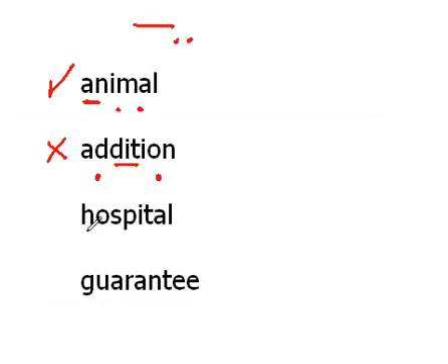Hospital, hospital. Strong, weak, weak. Yep, that fits into the pattern. How about the last one? Guarantee, guarantee. Where's the strongest sound? It happens to be right here. Gar is what we call a secondary stress. Our weak stress is here. Guarantee. This is another semi-common pattern for three-syllable words, but it's not the pattern we're looking for. So animal and hospital fit, but addition and guarantee don't.